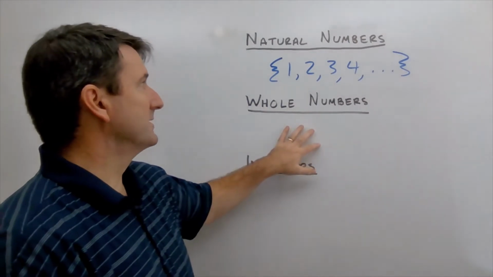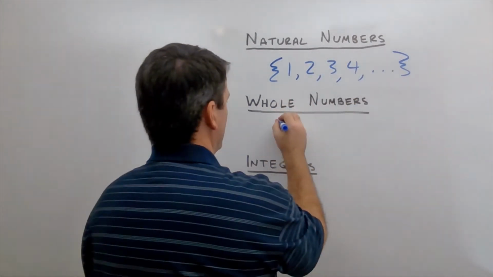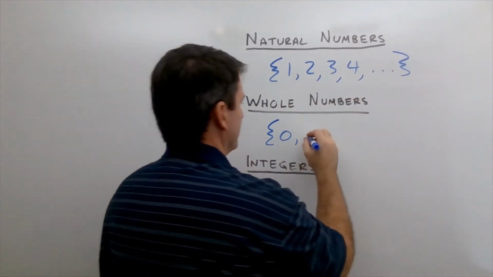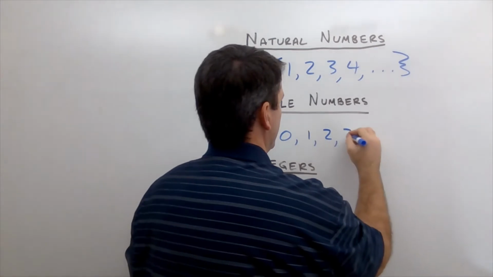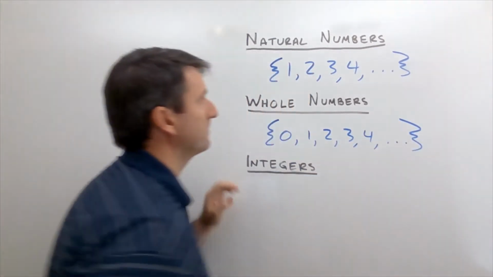The whole numbers are just the natural numbers plus 0. So we're going to include 0 in this set. Otherwise, it's the same as the natural numbers. So 1, 2, 3, 4, etc.